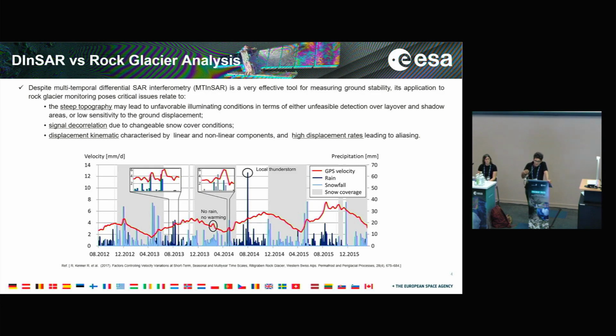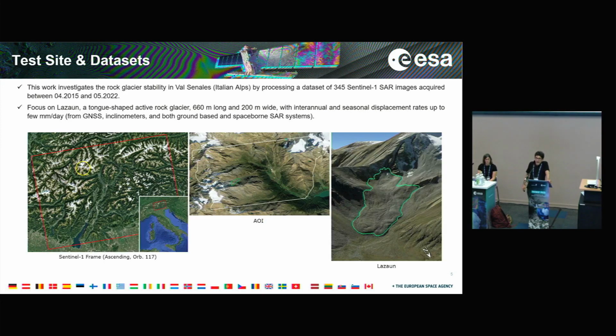And of course, one of the tools that can be used is differential SAR interferometry. However, which is very effective for measuring ground instability, its application in this context, so for rock glaciers in particular, is quite demanding and poses several critical issues, basically related to the steep topography, which of course induces some layover and shadowing effects. The signal decorrelation because of the changeable snow cover conditions, and of course related to the kinematics, because we have in particular very high displacement rates, which leads to phase aliasing. And here you can see the test site.